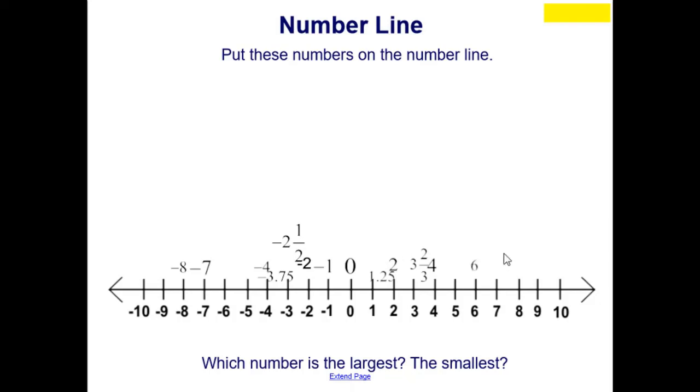The largest number we can see is the number farthest to the right, which in this case is going to be 6. And the smallest is going to be the number farthest to the left, which we can see is negative 8.